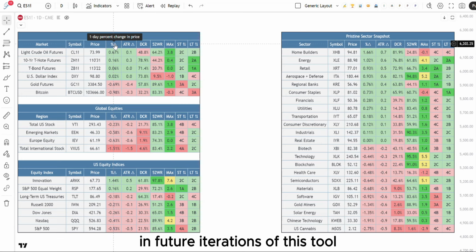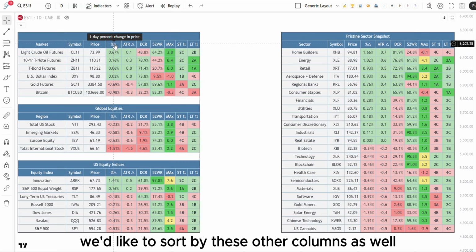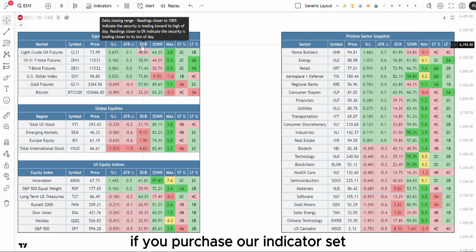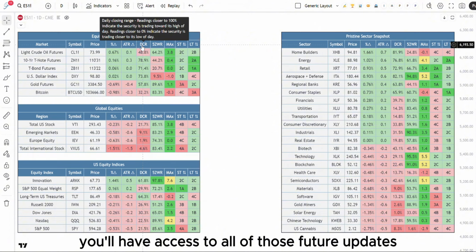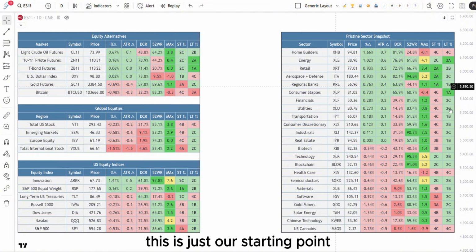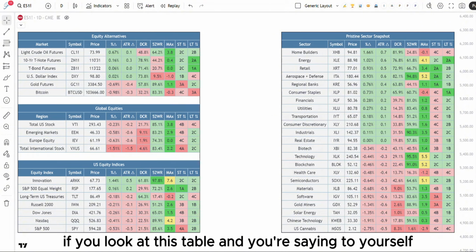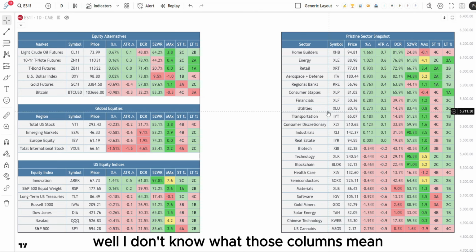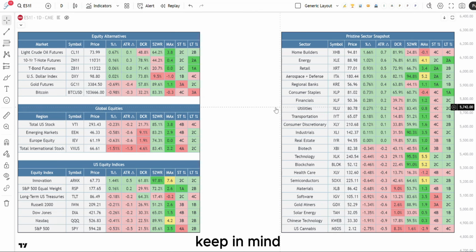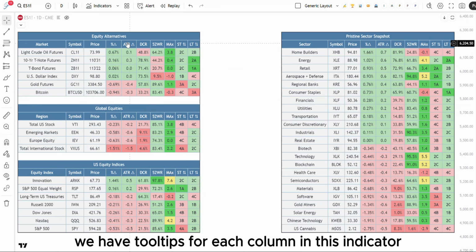In future iterations of this tool, we'd like to sort by these other columns as well. If you purchase our indicator set, you'll have access to all of those future updates. This is just our starting point. If you look at this table and you're saying to yourself, well, I don't know what those columns mean, keep in mind we have tooltips for each column in this indicator.